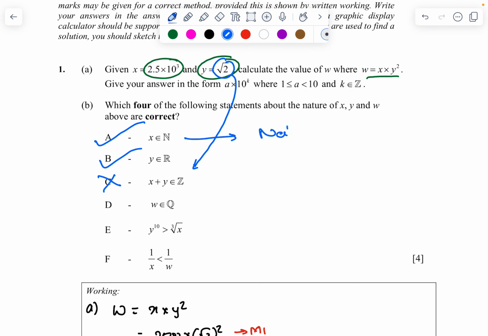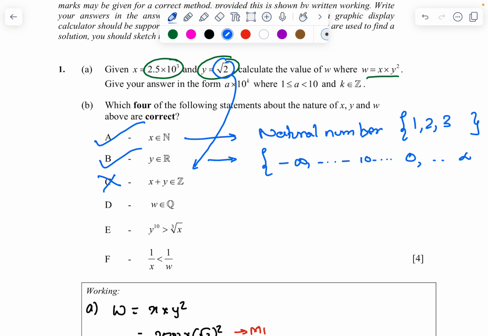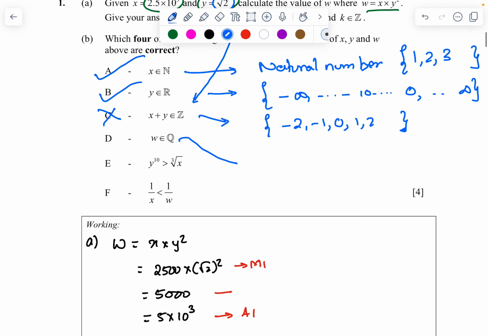So N stands for natural number. What are natural numbers? 1, 2, 3, and so on are natural numbers. R stands for real numbers: minus infinity, minus 10, so on, 0, and plus infinity. These are real numbers. Z is nothing but integers. What are integers? Minus 2, minus 1, 0, 1, 2, and so on are integers. Q is a rational number. w belongs to a rational number. What is a rational number? Rational number means fractions, 7 upon 4, 2 upon 3, and so on. So it is a fraction, yes.